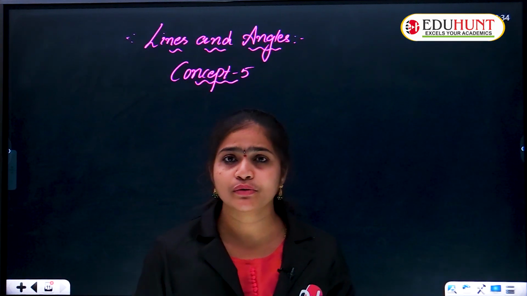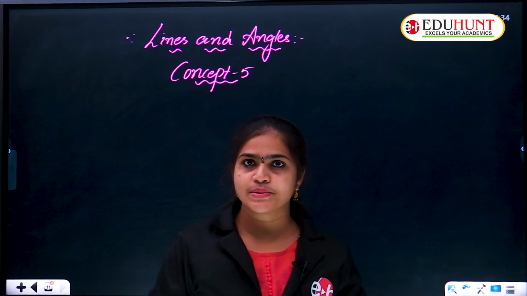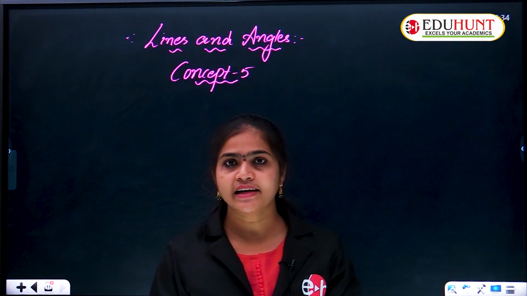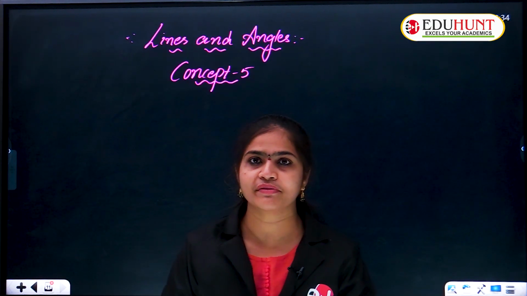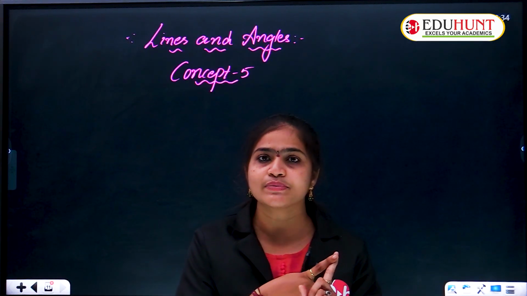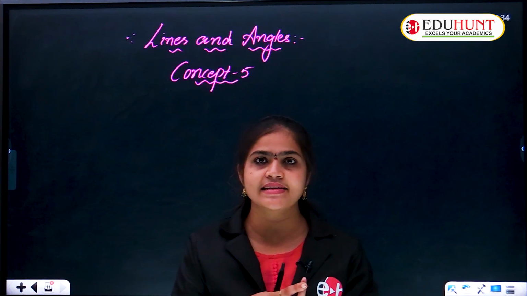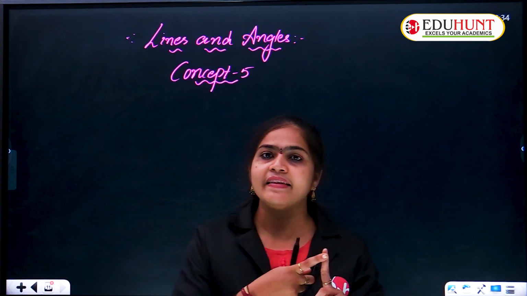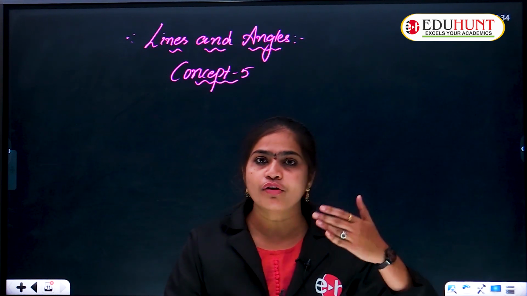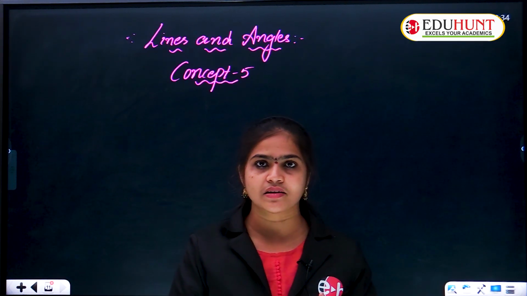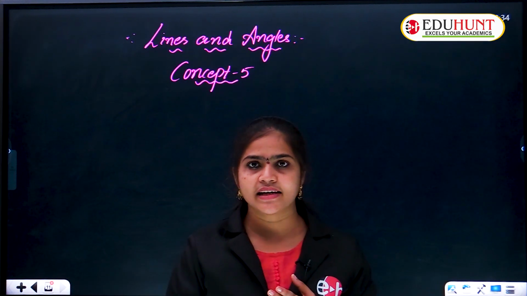Children, in the previous video we discussed the transversal line, and in the same way the angles made by a transversal. Once again, see which types of angles we discussed in that previous video. First one, interior angles. Interior angles means angles which lie inside of the lines. And the angles which lie outside of the lines, we will call exterior angles. Next one, alternate angles.